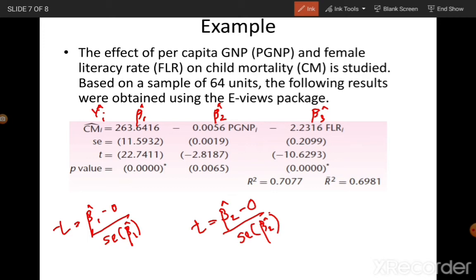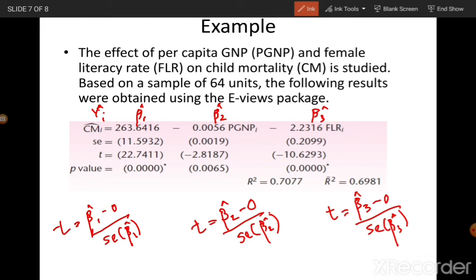minus 2.8187. Third case, the third t value: we are testing the null hypothesis that population beta 3 is equal to 0. So the t statistic will be beta 3 hat minus the value of the parameter given in the null hypothesis, divided by the standard error of beta 3 hat. Right? So these are the formulas which give you the t values in the third row.